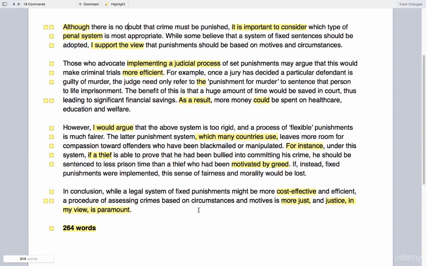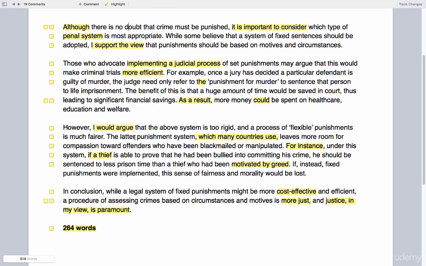However, I would argue that the above system is too rigid and a process of flexible punishments is much fairer. "I would argue" is being used here so that we can present an opinion in the second body paragraph, and this is appropriate for the question type, which is a discussion opinion question. And you'll learn about these in Lecture 5, the 4 different question types.